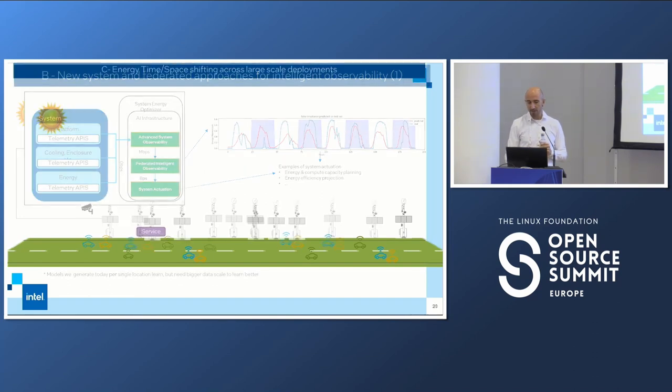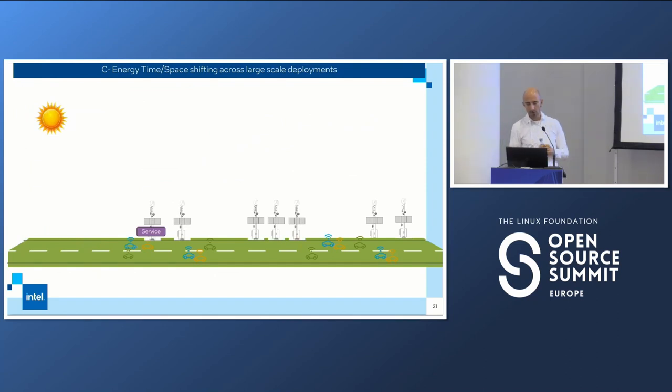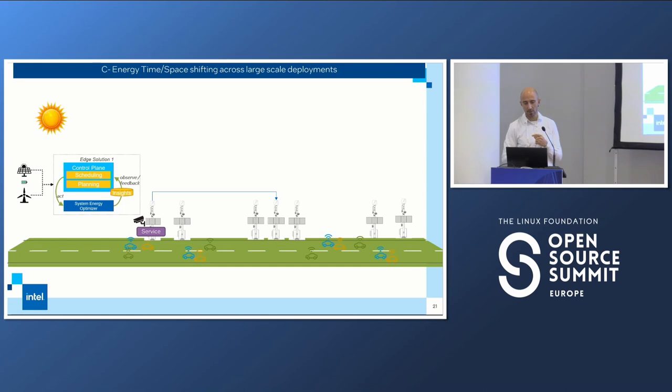So the last part is on space, this energy time and space shifting. Now, connected to the slide that I shared early in the beginning, it's very intuitive, right? What we are implementing is local control plane policies that are monitoring the workloads, the performance that they have, and the energy, and they are working with this system energy optimizer to adapt the power based on the application requirements. This is the typical closed loop of observe and enact, right?